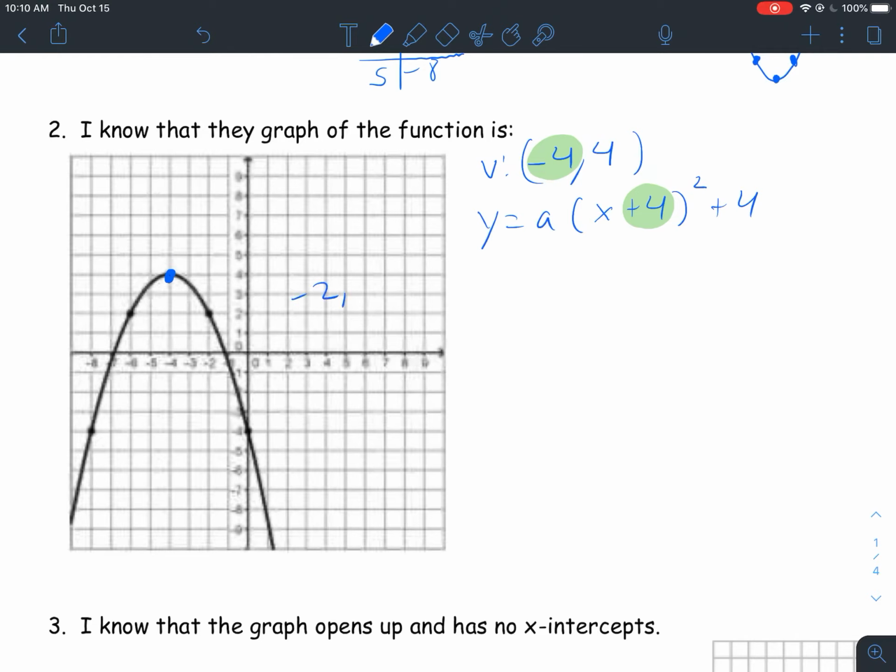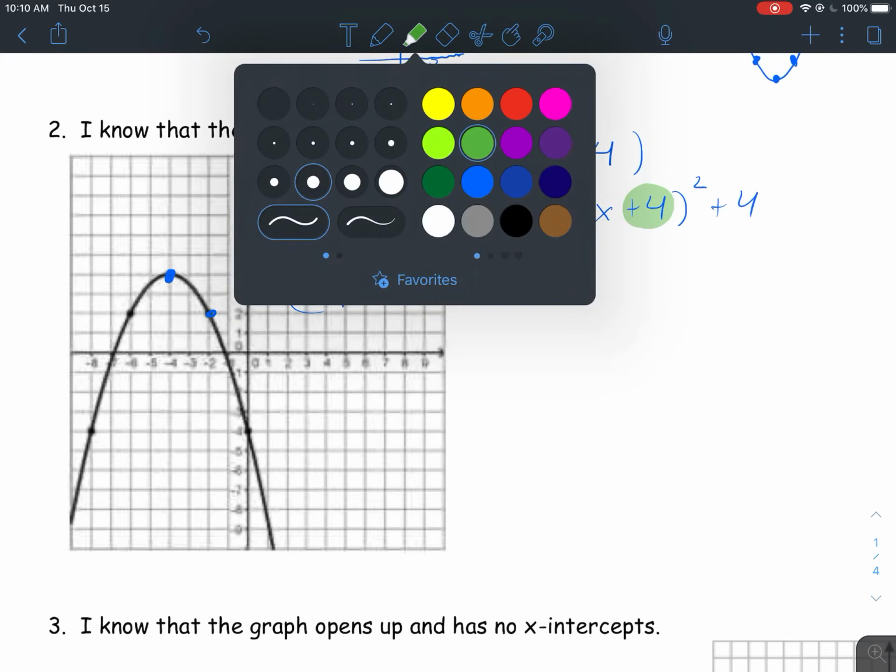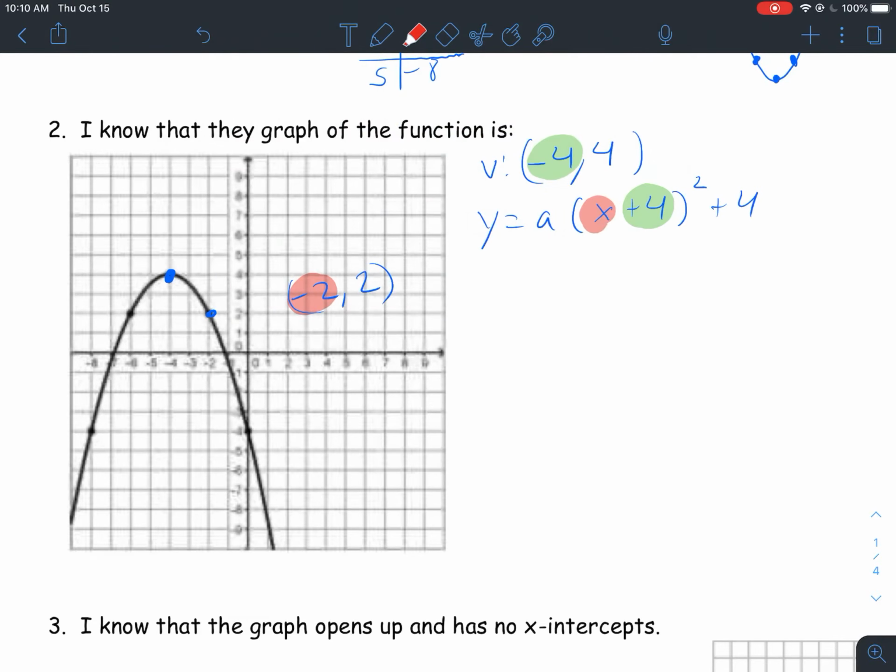So we've got -2, 2. All right, that's this point here. So let's plug that in. So I'm going to plug in a -2 for x and a +2 for y. So I'm going to do 2 equals a times -2 plus 4 squared plus 4. So I'm going to end up with 2 equals a times, or I'm sorry, +2 times 2 squared plus 4. I'm going to bring my 4 over.